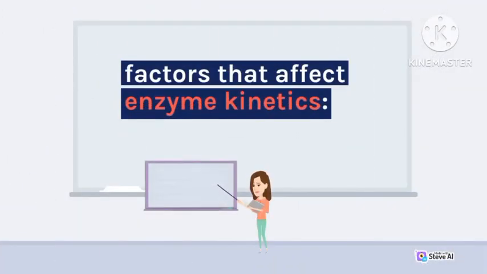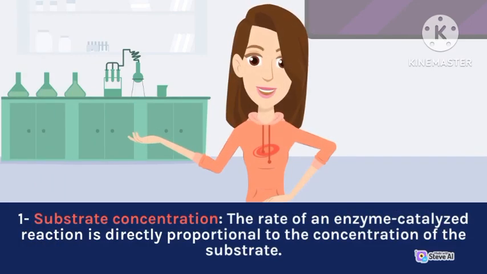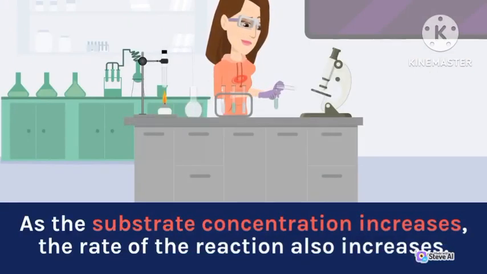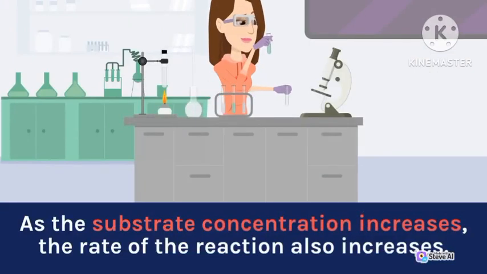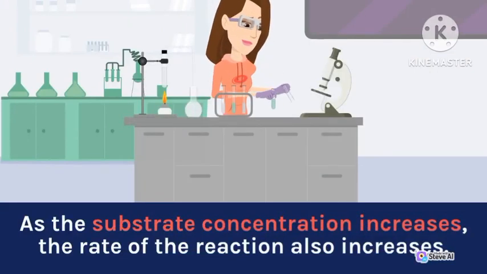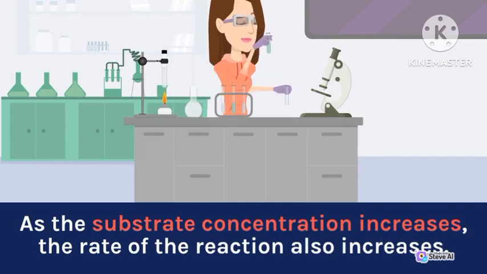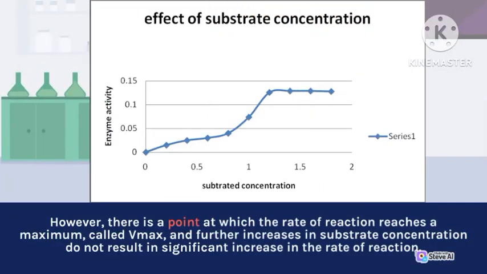Factors that affect enzyme kinetics. 1. Substrate concentration. The rate of an enzyme-catalyzed reaction is directly proportional to the concentration of the substrate. As the substrate concentration increases, the rate of the reaction also increases. However, there is a point at which the rate of reaction reaches a maximum, called Vmax, and further increases in substrate concentration do not result in significant increase in the rate of reaction.